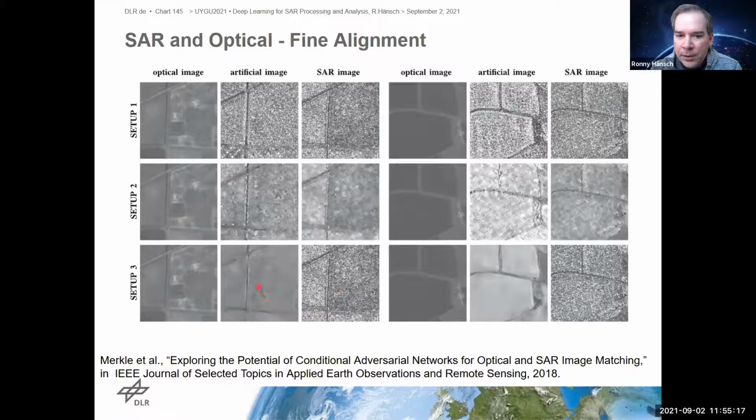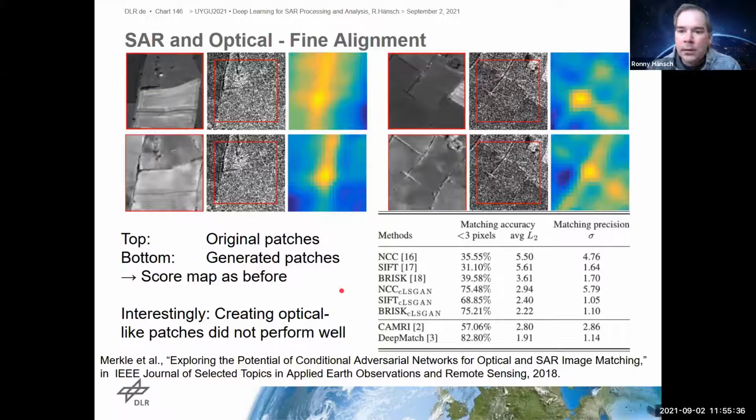Although the differences between the synthetic SAR image and the real SAR image are bigger, the differences are mostly in the speckle. In the speckle, you can't align anyway. But the image structure, there the similarity is the highest in this case. So at the end, they ended up using this setup. And again, it works quite well.